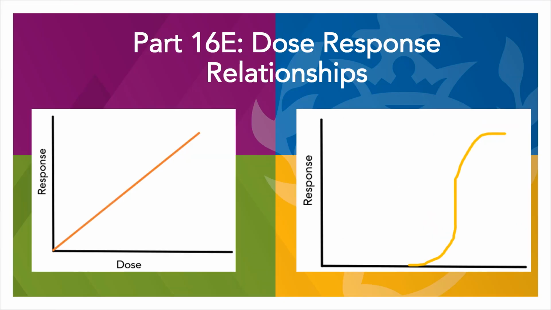Now let's look at part 16E on dose-response relationships. We have two really important dose-response relationships that are shown in this diagram here, where on the left-hand side we have the linear non-threshold we'll talk about, and on the right we have the non-linear threshold.